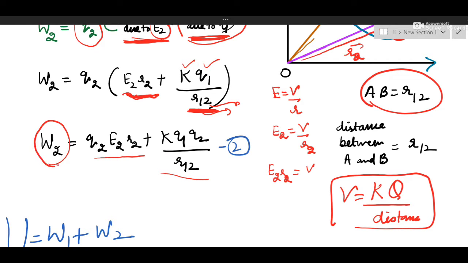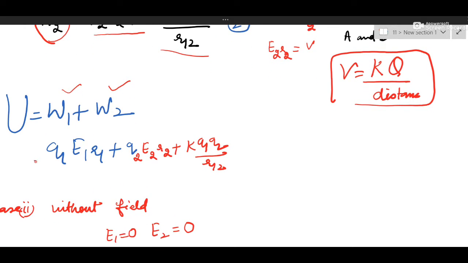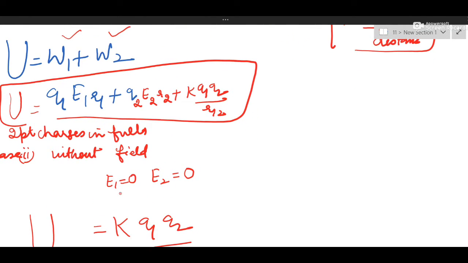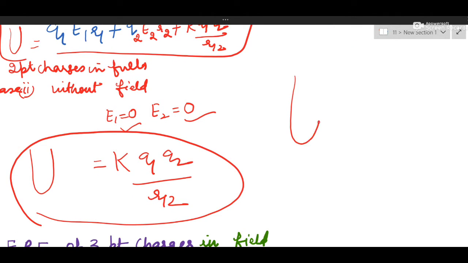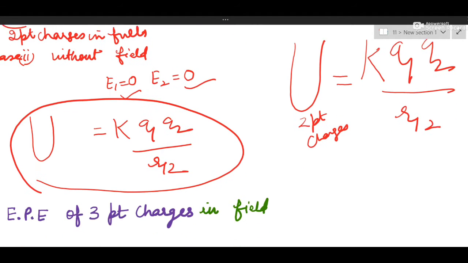So second work is also ready. You can sum up both the work 1 plus work 2. This will give you the electrostatic potential energy of 2-point charges in electric field. This is the formula. But if it is without field, you can put both the electric fields 0 and you will get this formula. And this is very important. This is giving you the general formula for electrostatic potential energy of 2-point charges without field. Obviously, it's K first charge into second charge upon mutual separation, the distance between 1 and 2.